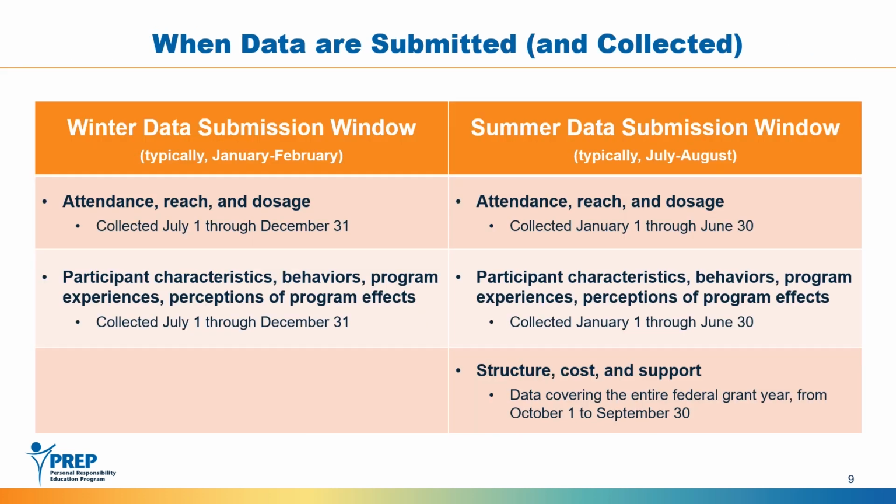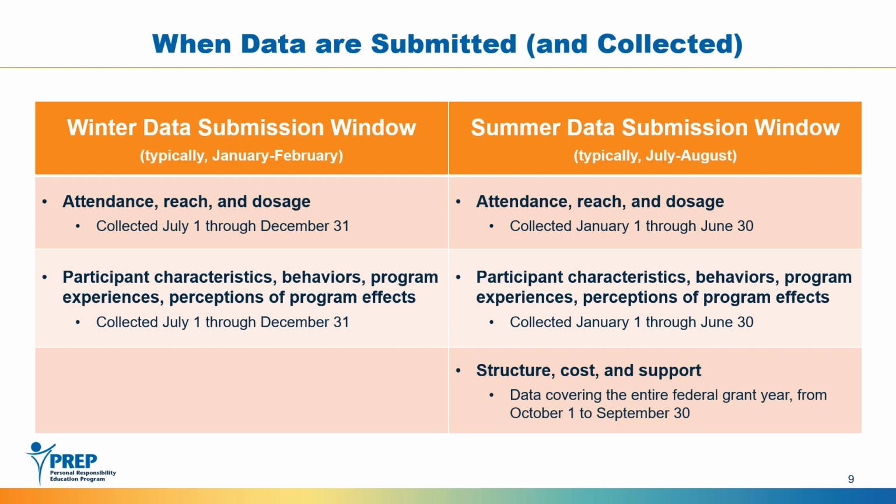PrEP grantees and their program providers collect performance measures data throughout the year as their programs are being implemented. However, to avoid overburdening grantees, ACF does not require them to submit their performance measures data immediately after they are collected. Instead, grantees compile the data they collect throughout the year and then submit them during a set number of predefined data submission periods. Currently, there are 2 data submission periods each year: the winter data submission window, which is typically in January-February, and the summer data submission window, which is typically in July-August.